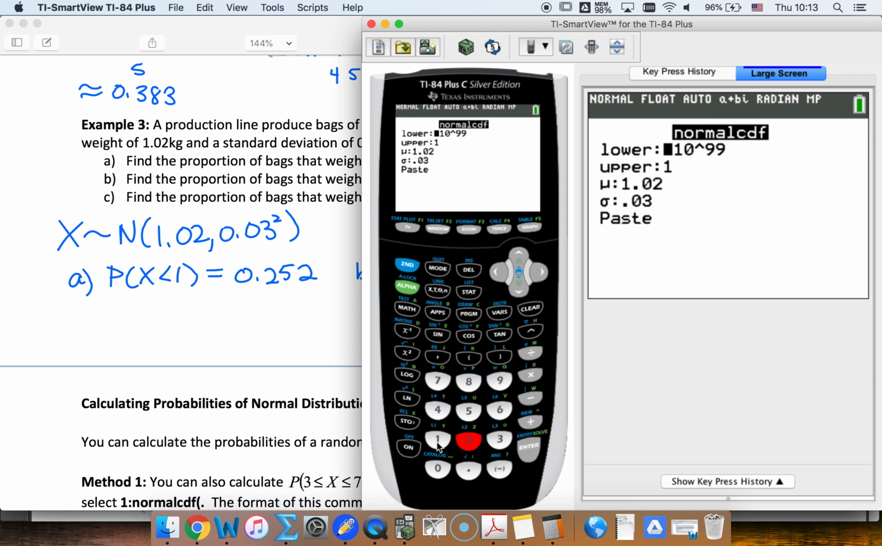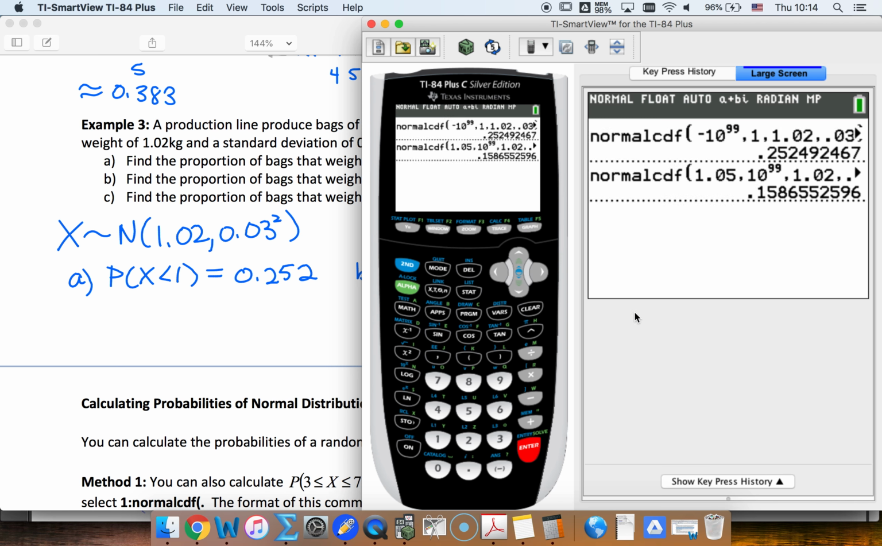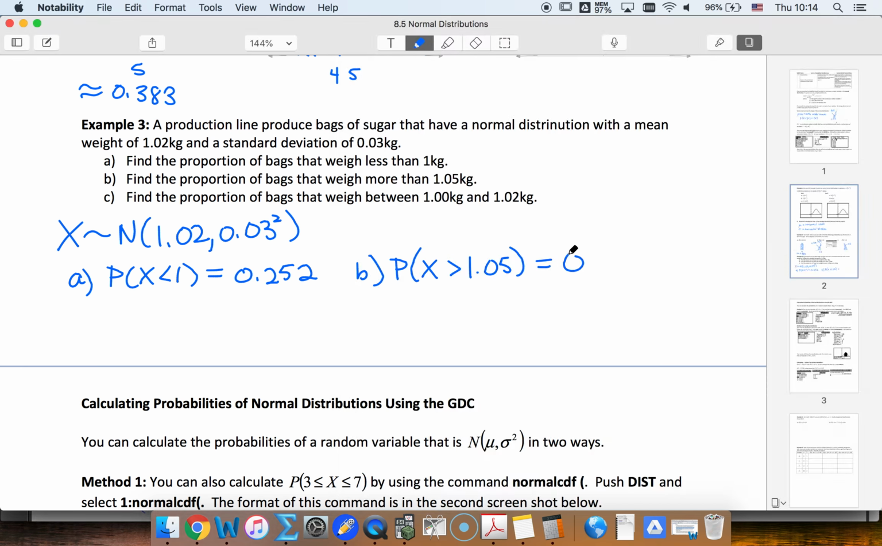This time my lower bound is 1.05, and my upper bound is infinity, so I'll do 10 raised to the 99. Same mean and standard deviation. And I end up with 0.159. And it makes sense that this is smaller than this, because 1.05 was further away from the mean. So proportion of bags that weigh between 1 and 1.02 kilograms.